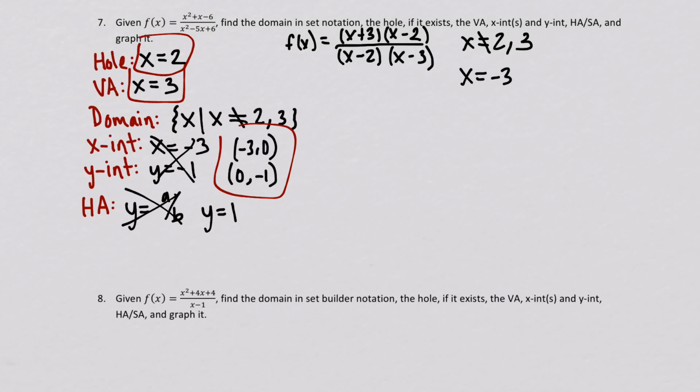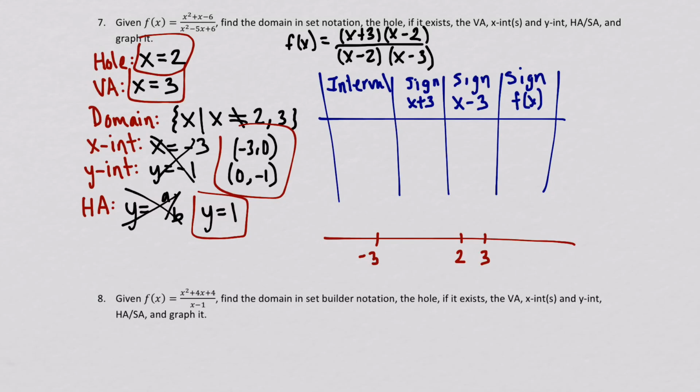We're going to use all of that for our graph. Okay, next thing I'm going to do is make my table of signs here. I've already set up my number line right here with -3, 2, and 3 as my important values, right? Those came from the hole, the vertical asymptote, and the x-intercept. -3 is the x-intercept, 2 is a hole, 3 is a vertical asymptote. Using those three as my important values on my number line, you can see that I've divided the number line into 4 pieces: 1 before -3, 2 between -3 and 2, 3 between 2 and 3, and the fourth piece after 3. So there's 4 intervals that I'm going to write right here.